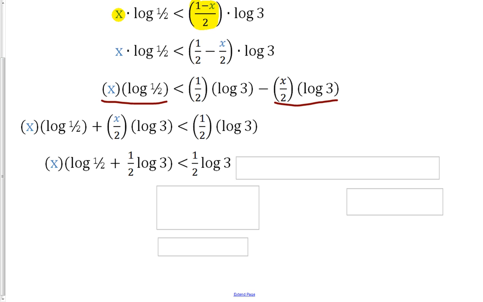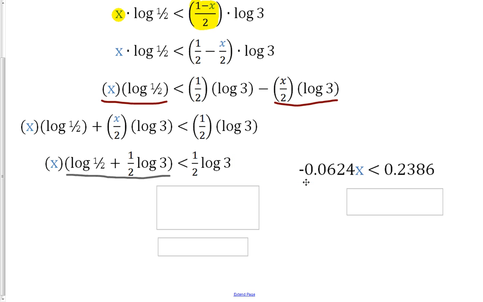The last step is to divide. We take this entire side and divide it out so that we get x by itself. But again, we want to make sure that we're not dividing by a negative number. So if you punch in log of 1/2 plus 1/2 times log of 3 into your calculator, you are going to get negative 0.0624. So that's all multiplied by x, and then on the other side, 0.2386.